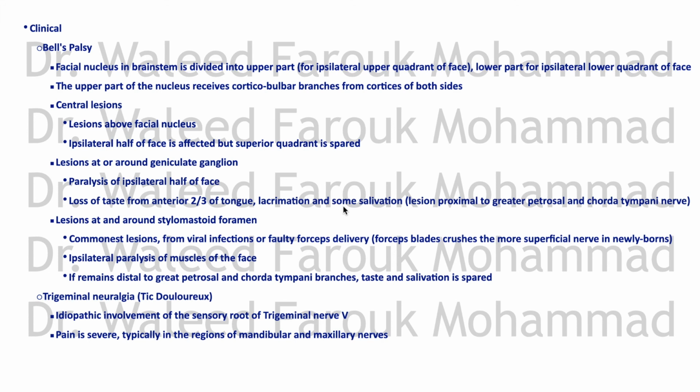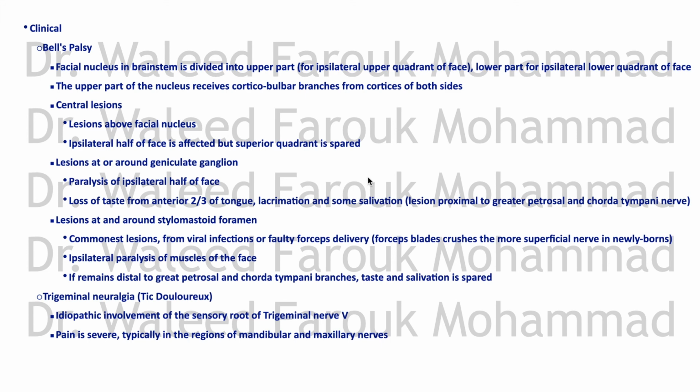Now, there are a couple of clinical cases about the facial nerve. The facial nerve nuclei are divided into an upper part and lower part, each for the ipsilateral half of the face. I mean, the right nucleus has an upper part for the upper quadrant of the right half of the face, for example, and the lower part for the lower quadrant of the ipsilateral side of the face. Ipsilateral means in the same direction, contralateral in the opposite direction.